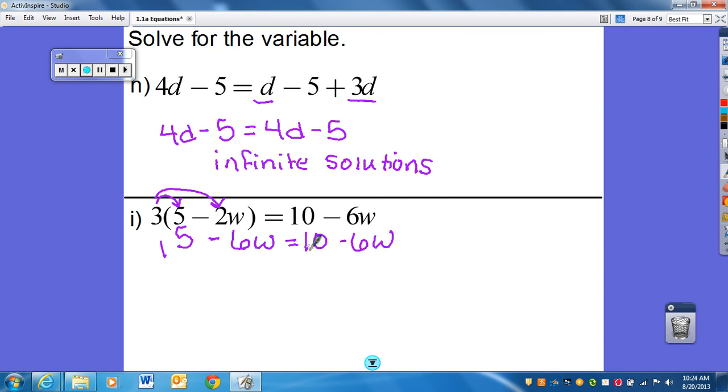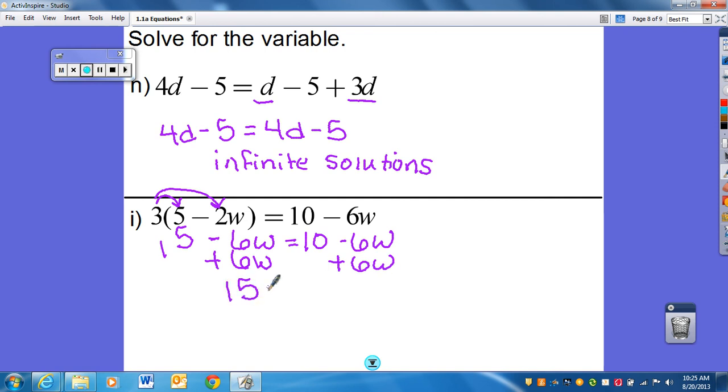I do not have the same exact expression, but my variable is exactly the same. So at this point, most of you would know that this is no solution. But how about we do this? We say to ourselves, well, let's make sure that our variable is on the same side. So I'm going to add 6w to both sides of my equation.